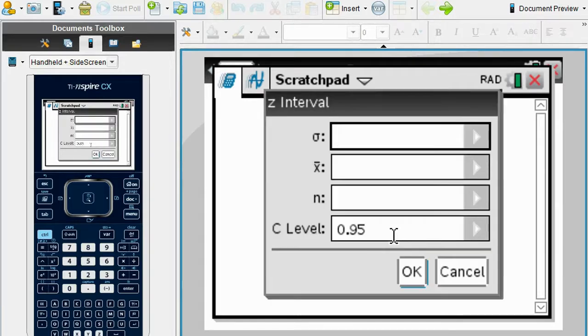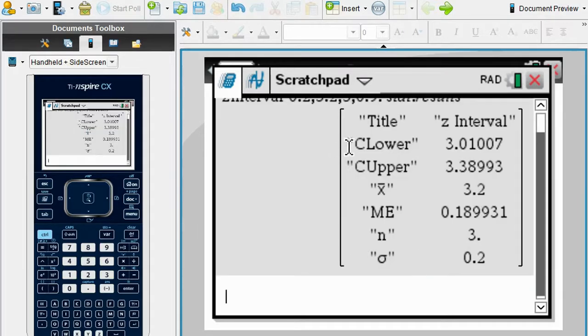And now type in the info that you know. We know that the standard deviation of the potassium level is 0.2. We know that the mean from this specific sample was 3.2. We know that the sample size was 3. And we want a 90% confidence level. And if you do that, it's going to give you the interval that you want.